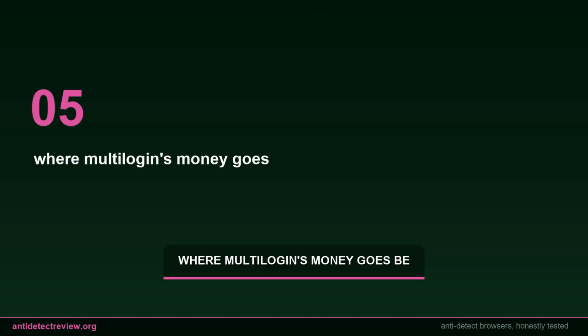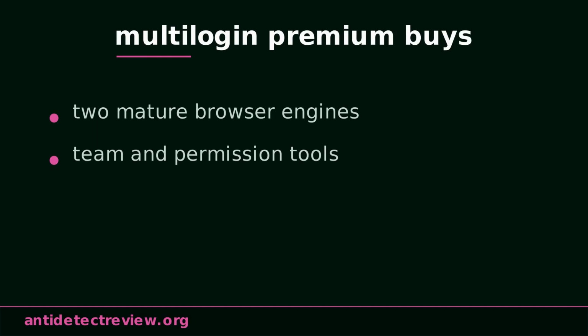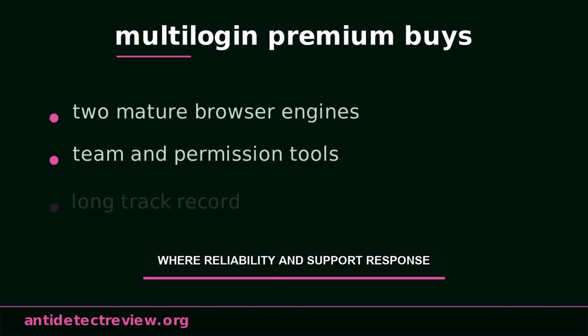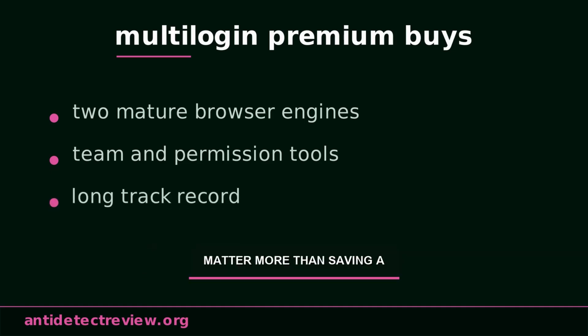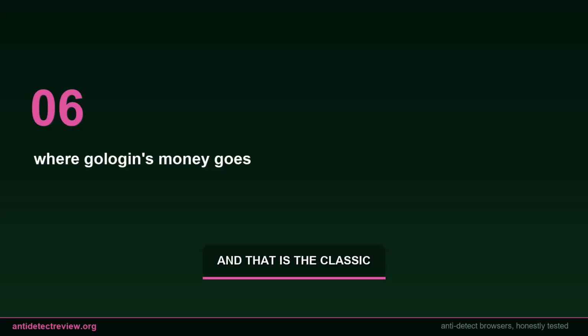Where Multilogin's money goes, be specific about the premium. With Multilogin, you are paying for two mature browser engines, robust team and permission features, and a reputation that means fewer nasty surprises. Teams that run many operators on shared profiles, where reliability and support response matter more than saving a few dollars a month, are the natural fit. If you are a solo operator running a handful of profiles, you are likely paying for team polish you will not touch. And that is the classic way people overspend on Multilogin.